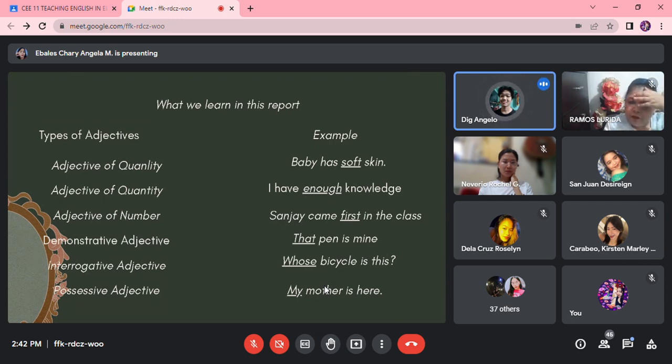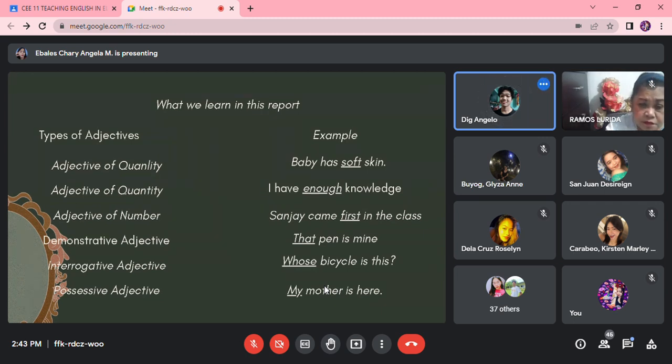Adjective of quality. Example, baby has soft skin. So here the word soft describes the quality of the baby. Adjective of quantity. I have enough knowledge. So the word enough describes the quantity of knowledge I have. Adjective of number. Sanjay came first in the class. So the word first is the exact rank or number Sanjay got in the class.